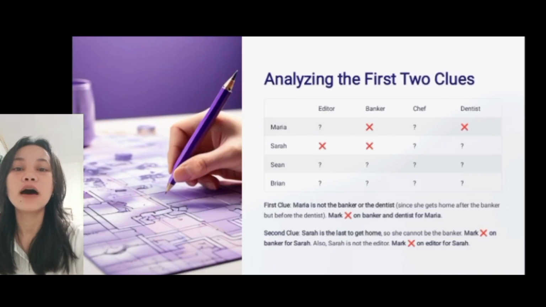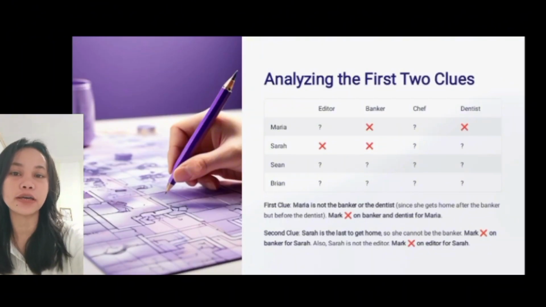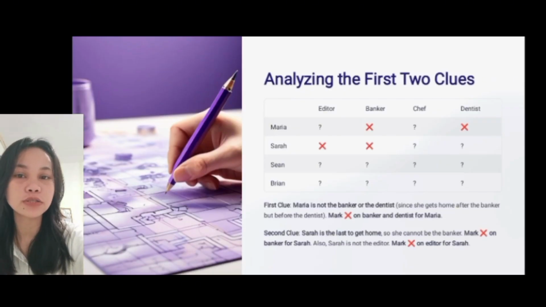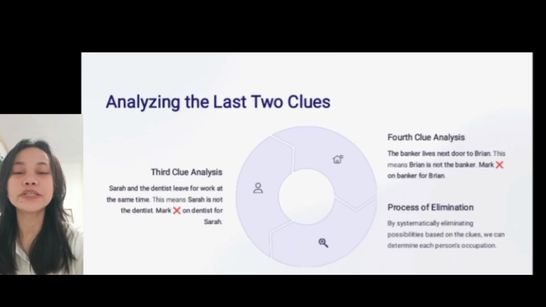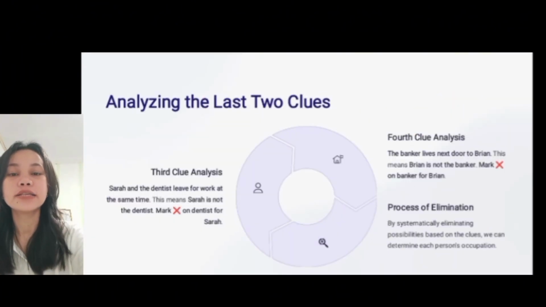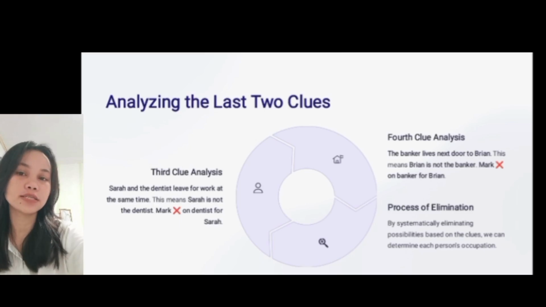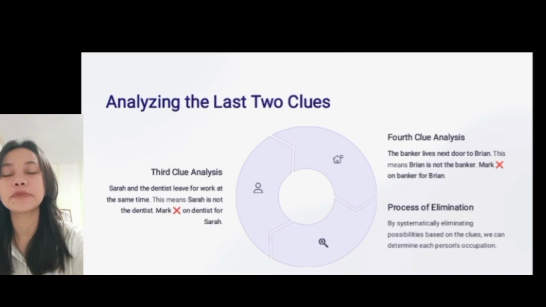So Mark is the banker and the dentist for Maria. Our second clue: Sarah is the last to get home, so she cannot be the banker. So Sarah is not a banker. Our third clue: Sarah is the dentist, so she leaves for work at the same time. This means Sarah is not a dentist.